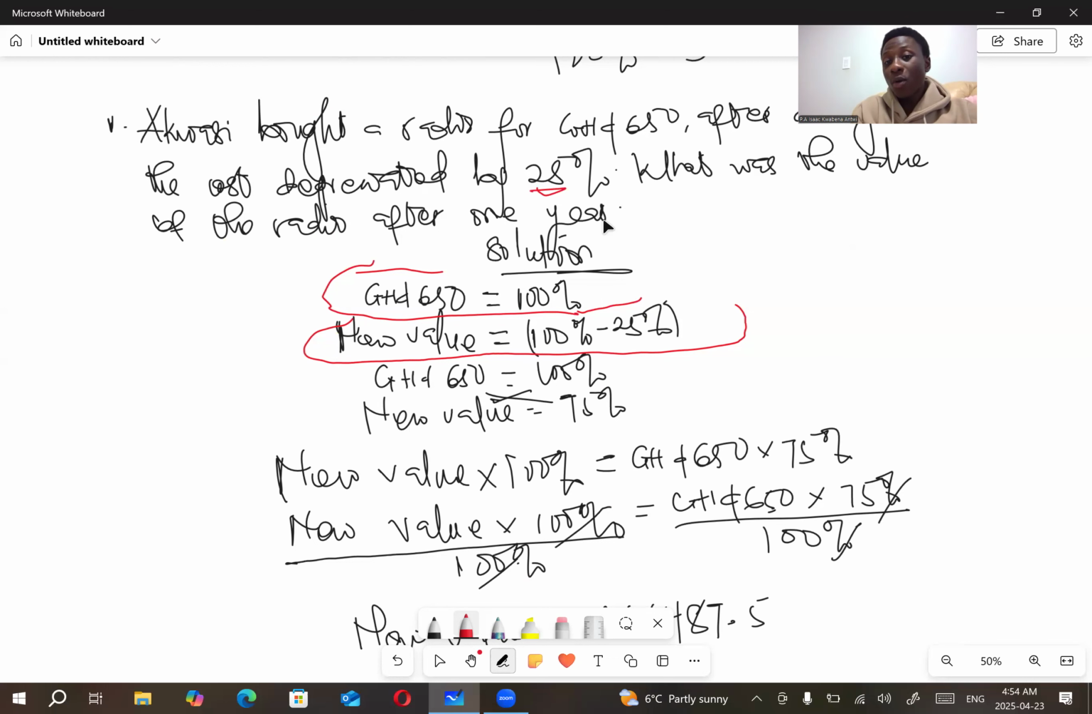So that is a question you may be faced with. But sometimes they will tell you that Akwesi bought a radio for 650 Ghana cedis. After 1 year, the cost of the radio is 450 Ghana cedis. What has happened to the cost of the radio? Then it was 650. After 1 year, the cost is 450. What has happened? Anthony? Depreciation. It has depreciated. The price has dropped.